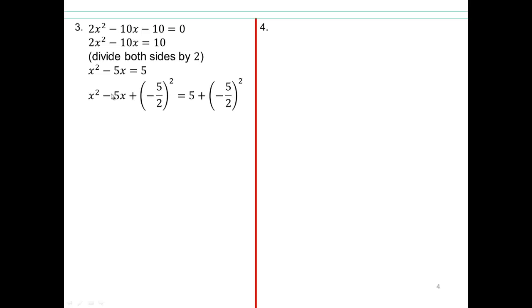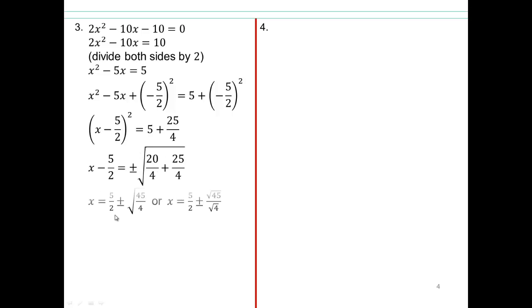So half of negative 5, so negative 5 halves squared, equaling 5 plus negative 5 halves squared, and continue. So this side here will be a perfect square, (x - 5/2) squared. This side will be 5 plus 25 quarters, which you make common denominator and take square root, and then solve. And then simplify. Square root 45, 9 times 5, square root 9 is 3, so this is 3 square root 5. Square root 4 is 2.